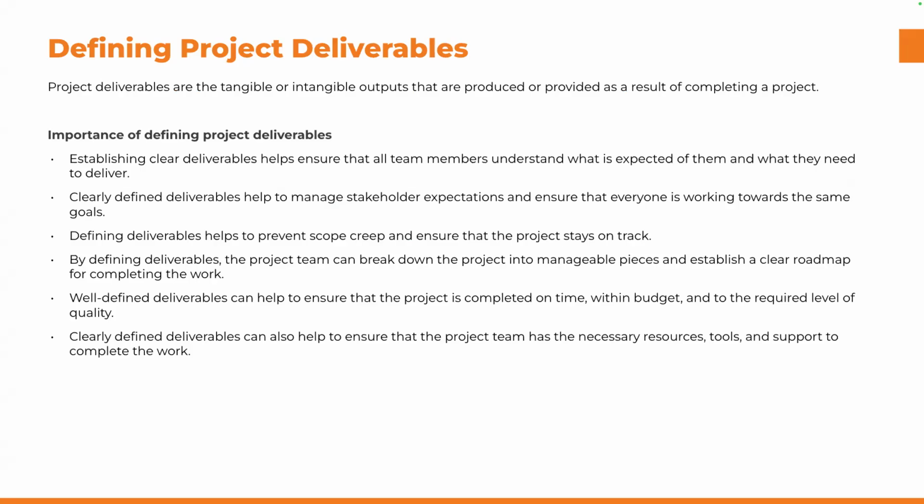Again, clearly defining the deliverables, ensuring that you've got all the right people in the right places. Clearly defined deliverables can also help to ensure that the project team has the necessary resources, tools, and support to complete the work. So this is important because you don't want to be doing the work and then, let's say 3 months into the project, you now discover all of a sudden, oh, we actually need this. Oh, we actually need that. Depending on what it is that you need and the timeline to actually deliver that, it might not happen.